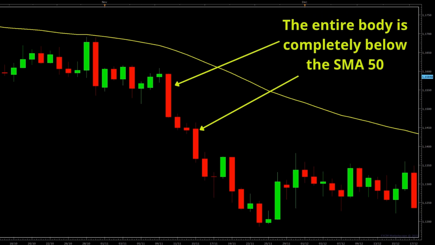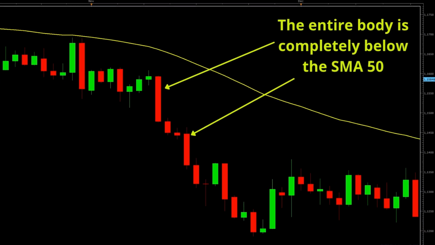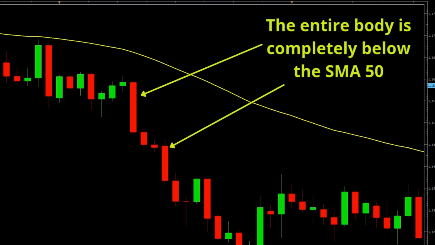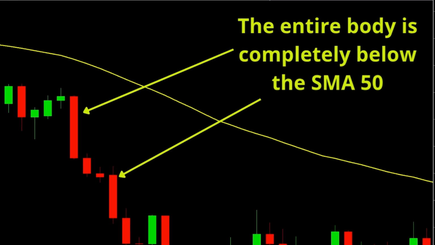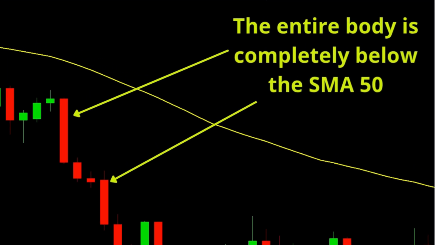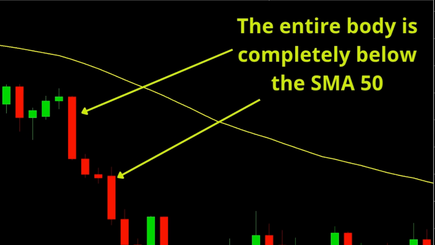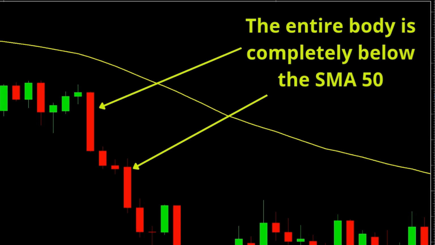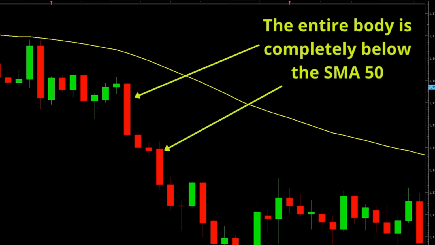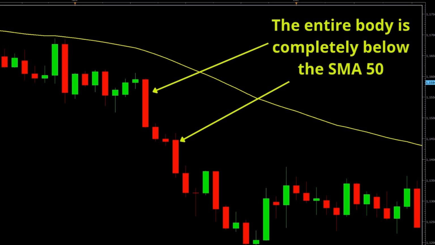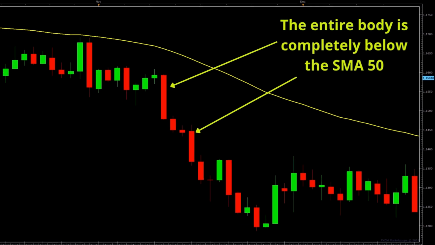The momentum must be confirmed by the SMA 50 filter. The entire body must be completely below the SMA 50 as shown here. This clearly confirms that the average is acting as dynamic resistance, reinforcing the downtrend. If the price is still crossing the SMA 50, we avoid the trade and wait for this clear separation.